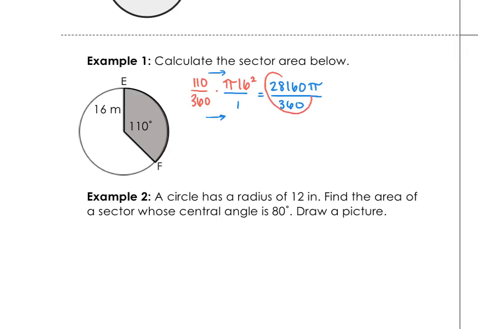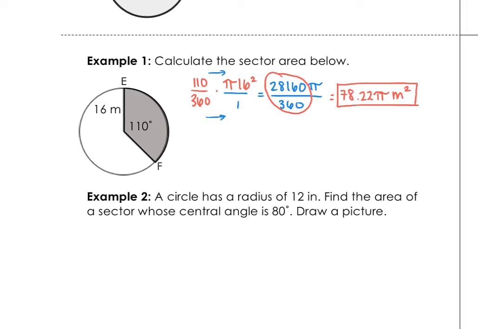Next thing we do is we divide. So 28160 divided by 360, you get 78.222 repeating. So 78.22 pi. And the units for this one are meters squared, because area units are always squared. That doesn't mean you square the number, that just means you put a little 2 over the units.